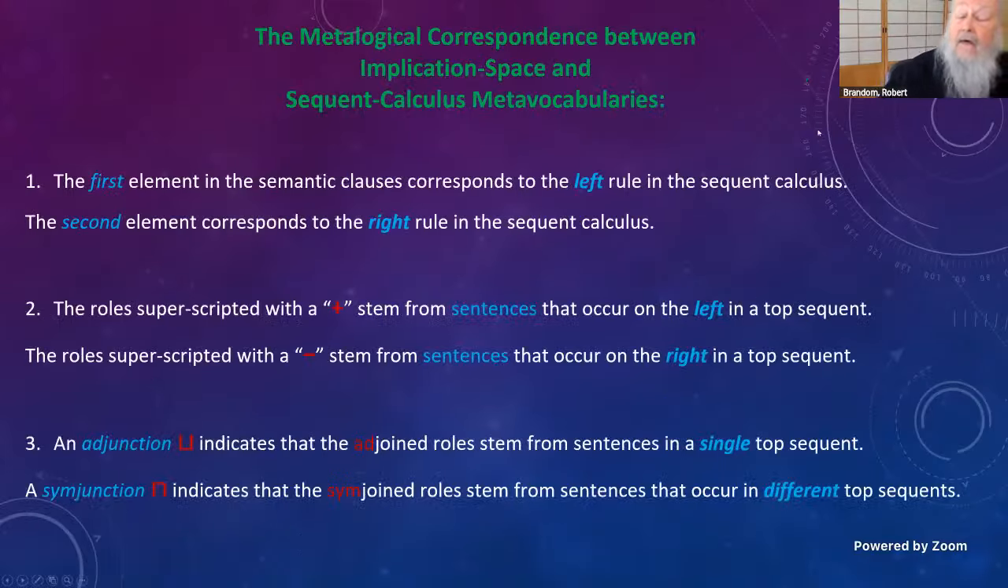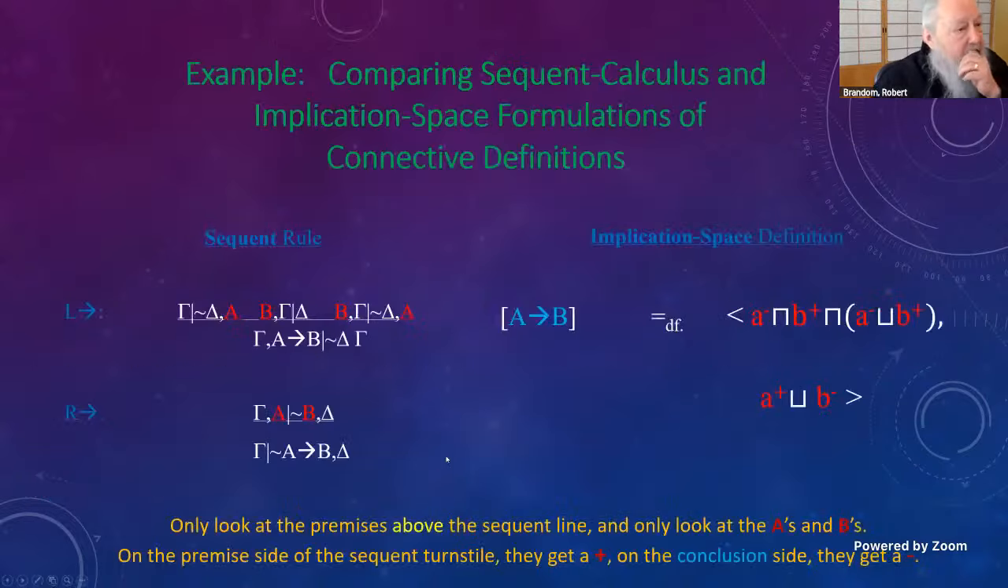That is, not only does this apparatus produce a sound and complete semantics for our favorite logic, NMMS, it gives us a recipe for producing a sound and complete semantics for any logic that you can codify in sequent calculus. And these are the rules. The first element in the semantic clauses corresponds to the left rule of the sequent calculus. The second element corresponds to the right rule. Anything superscripted with a plus stems from sentences that occur on the left. Superscripted with a minus stems from sentences that occur on the right. Adjunction is combining things that happen within a single top sequent. Simjunction is combining them across sequents. Here's an example that I hope will give you the sense of it.